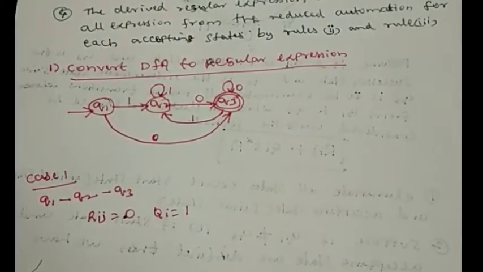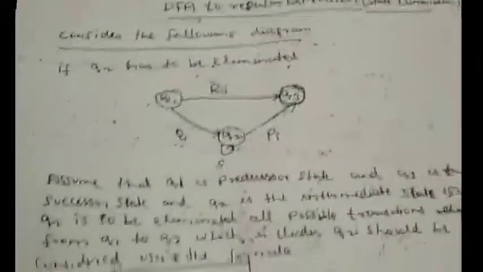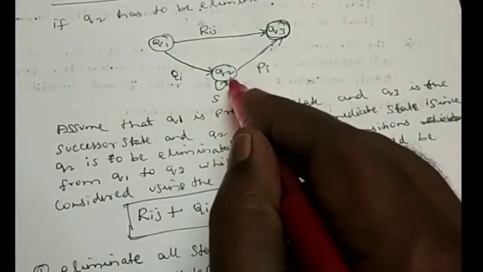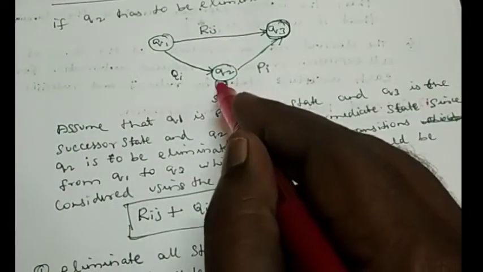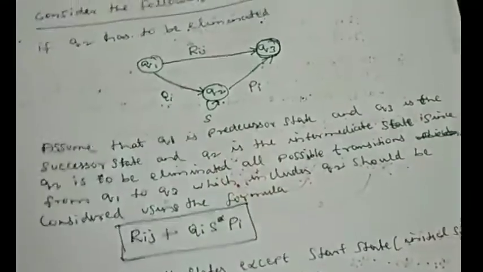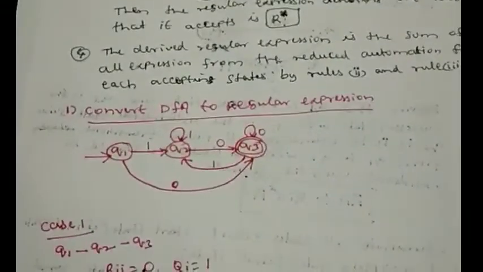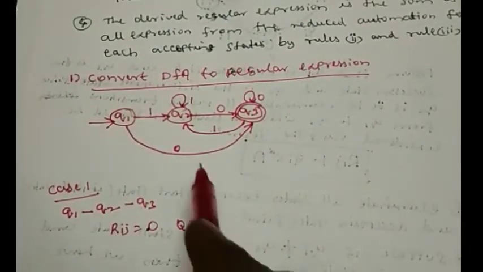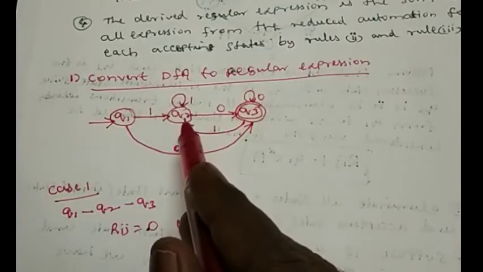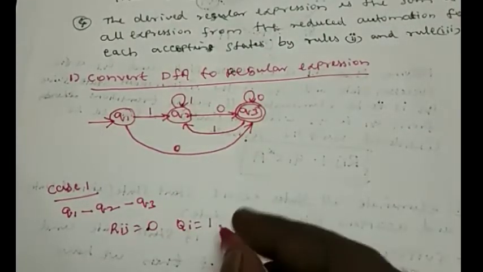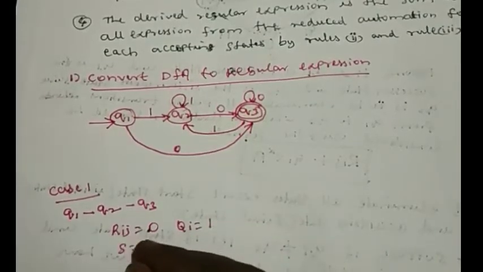Now the third one, whether there is S star. That means if the intermediate node has any kind of self-loop transition, that is considered as S. What is the intermediate node in this case? The intermediate node is Q2, and is there any self-loop for Q2? Yes, the self-loop for Q2 is there, that is 1. So S is equal to 1.